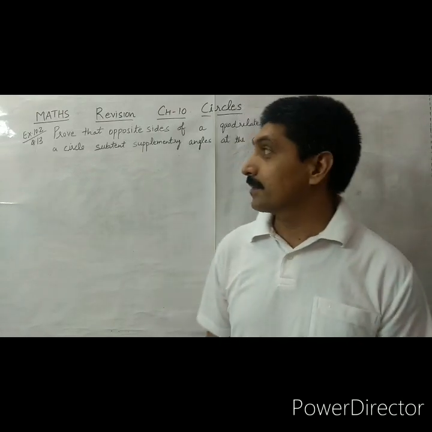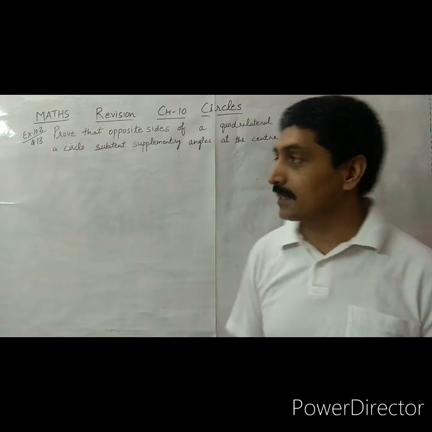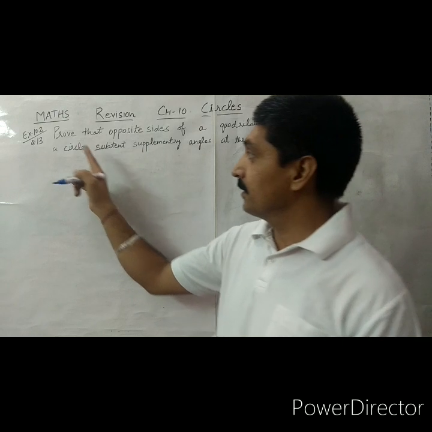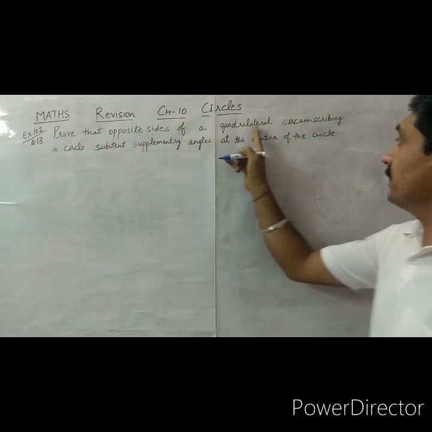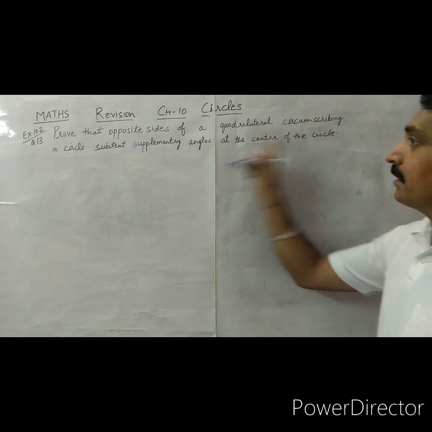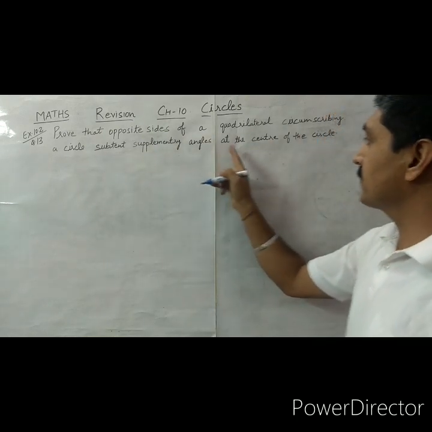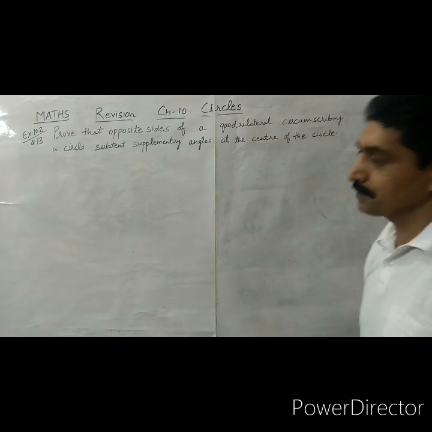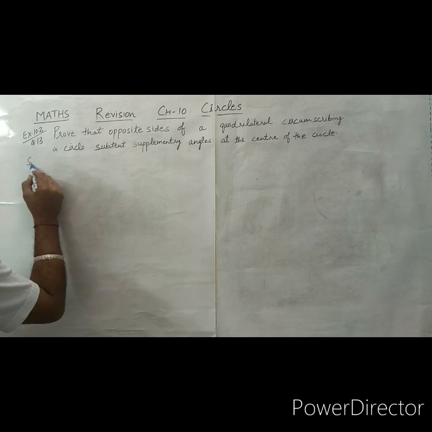So exercise 10.2, question number 13, the last question of the exercise. Prove that the opposite sides of a quadrilateral circumscribing a circle subtend supplementary angles at the center of the circle. So it's an important question.